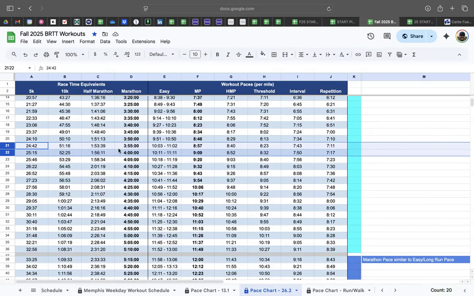And so this is giving you a good idea of, okay, so I ran a 25-minute 5K. I could reasonably expect to run a 3:55 to a 4 hour marathon.